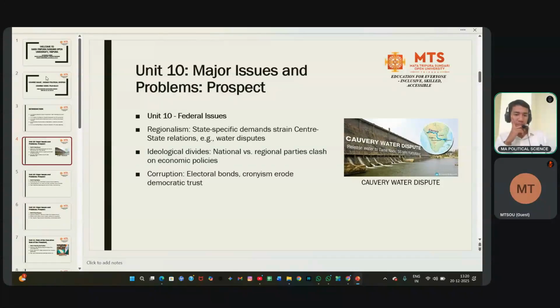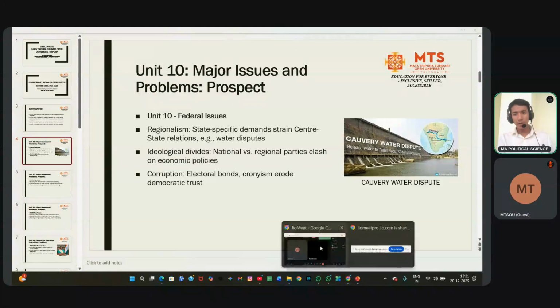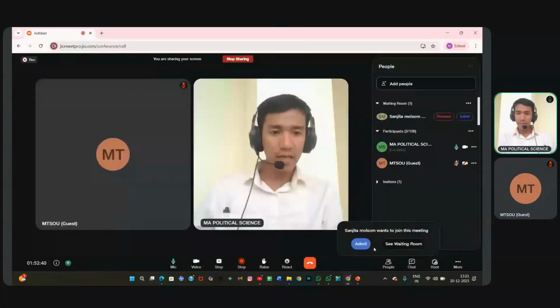Corruption. Corruption is one of the most important problems that India is facing right now, and due to this, the people are slowly losing their trust in the government system also. So these are the major problem aspects that are there.